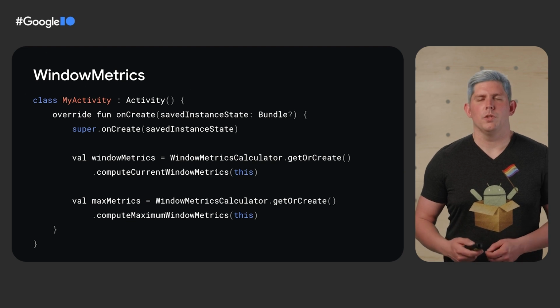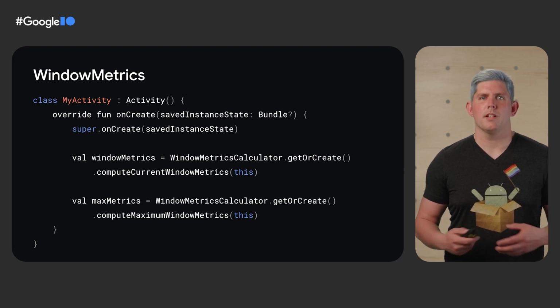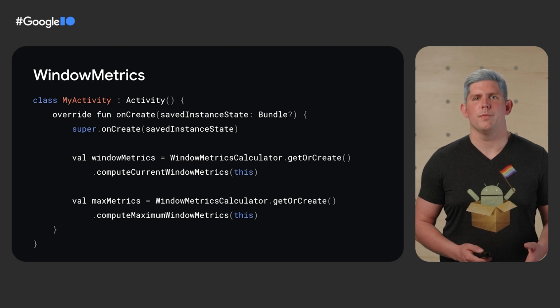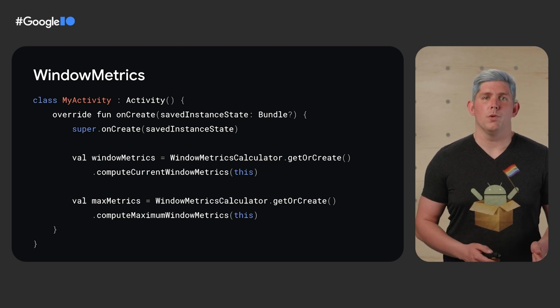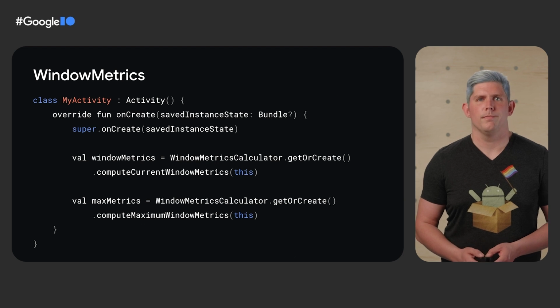Current window metrics will give the bounds of your current window, while maximum window metrics will provide the largest bounds your window could have in the current device configuration. As an example, this could change if the device is folded and unfolded, or if an external monitor is added to the device.